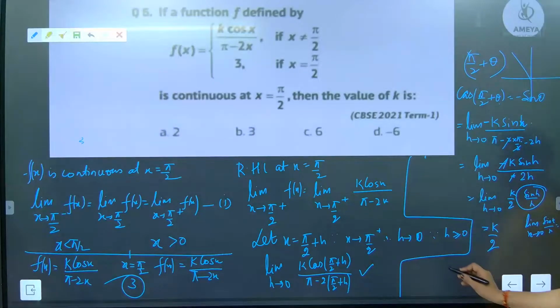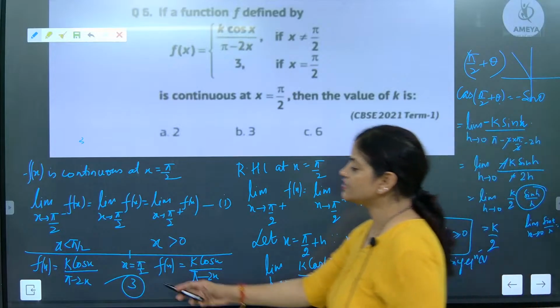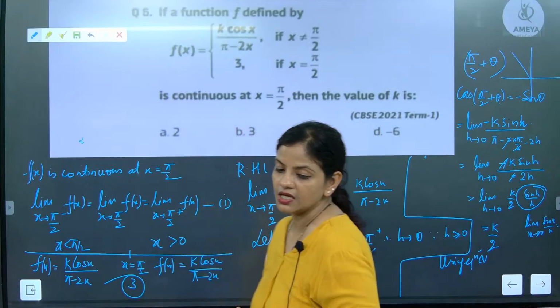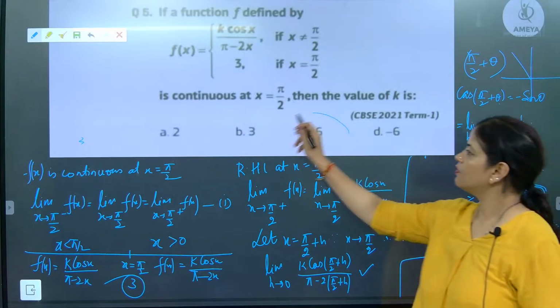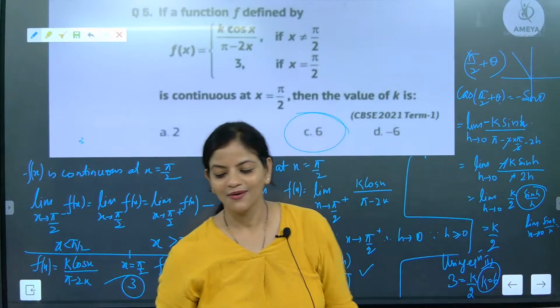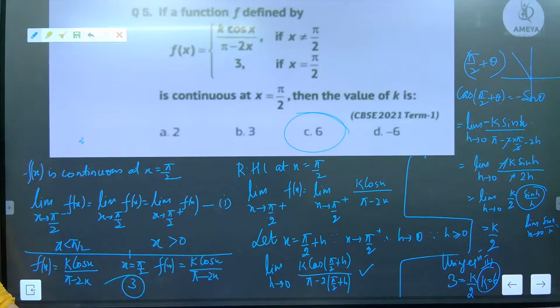Your center is 3. So using equation 1, what was there? LHL is equal to center is equal to RHL. So 3 is equal to k by 2. So what is the value of k coming? 6. Who told 3 first? Who was the person who told the answer 3? The answer is 6. So MCQ and solving, we are doing both at the same time. The answer is coming as 6.